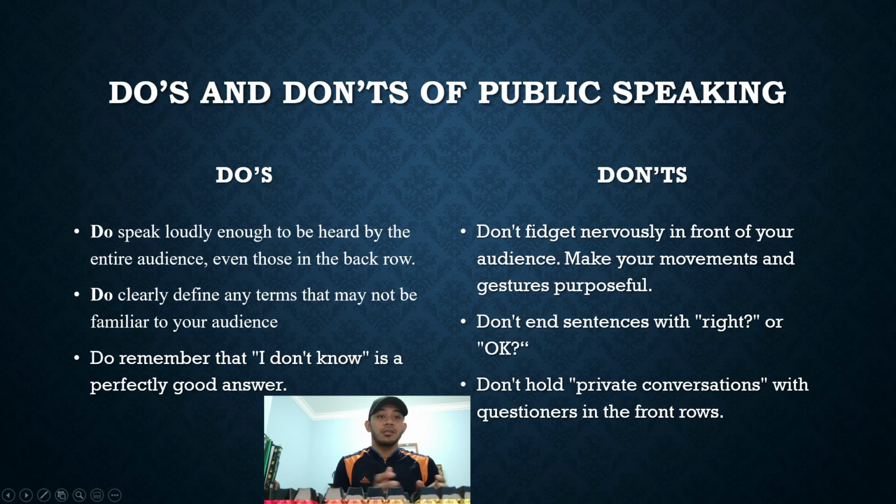And lastly, what you must not do in public speaking is hold a private conversation with the questioner in the front row. Meaning that when the audience in the front row asks you a question, you must make sure everyone knows what the question is. Repeat it if necessary, and you must make sure everyone hears and understands the answer.